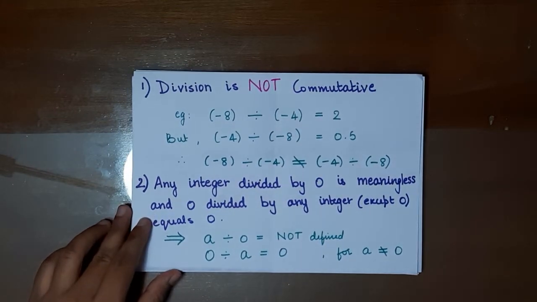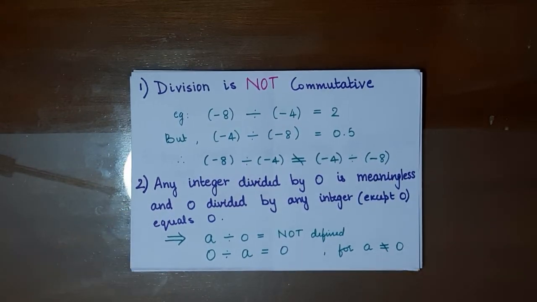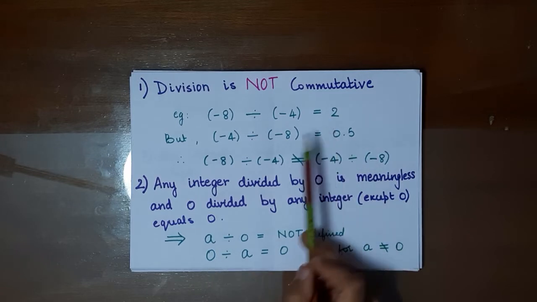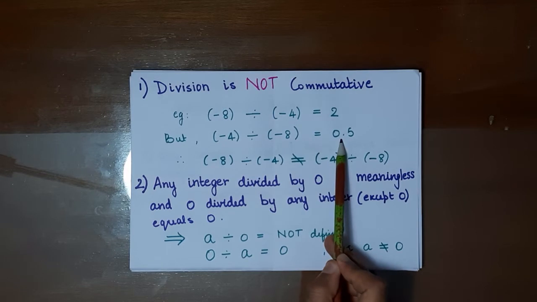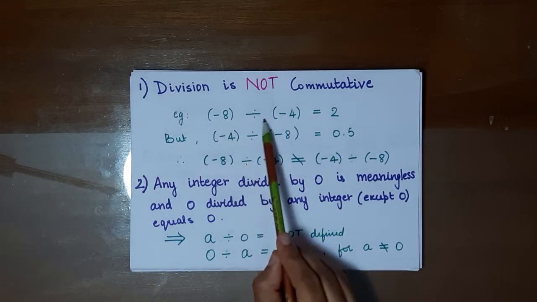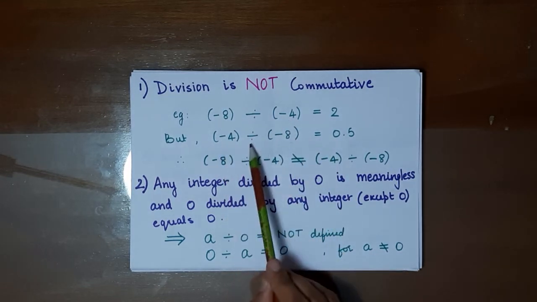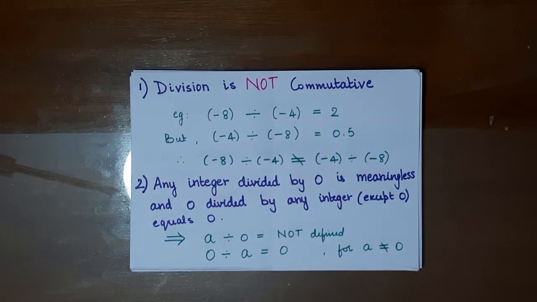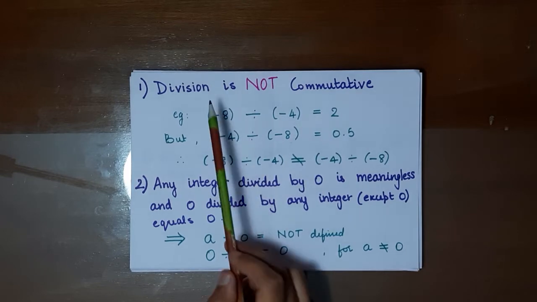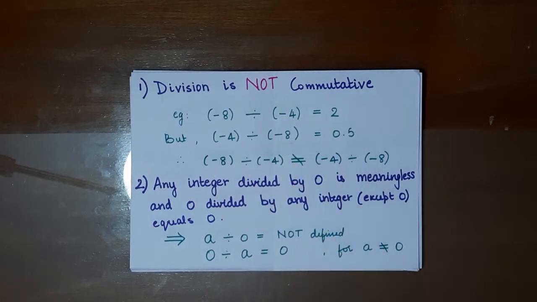First property, division is not commutative. That is, a divided by b is not equal to b divided by a. Example, minus 8 divided by minus 4 equals 2. But minus 4 divided by minus 8 equals 0.5. Therefore, minus 8 divided by minus 4 is not equal to minus 4 divided by minus 8. A divided by b is not equal to b divided by a. Hence, division is not commutative.